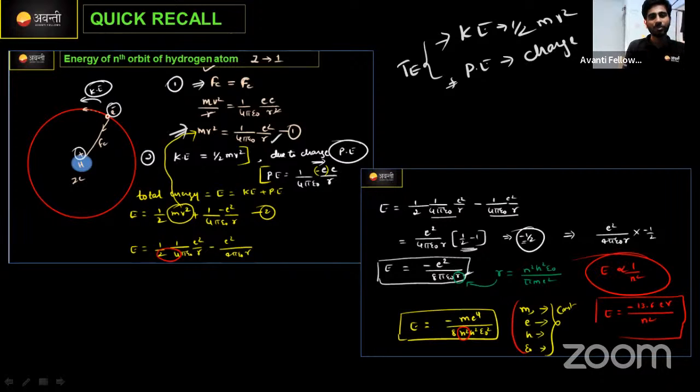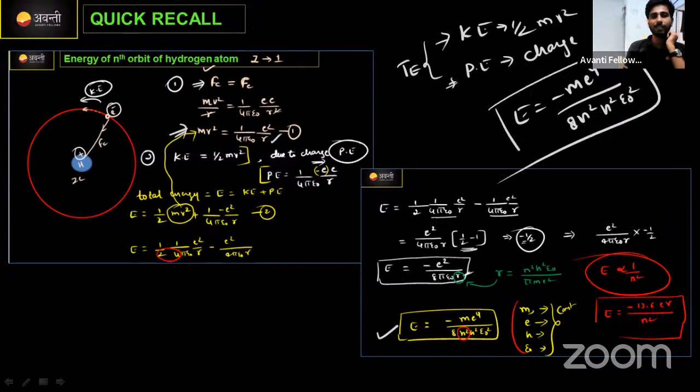Right now, we substitute the values and we finally got the equation for energy. E is equal to minus m e to the power of 4 divided by 8 n square h square epsilon naught square. Correct? This is the equation we got. Apart from n square, all are constant. If you substitute all the values, the energy of the nth orbit will be equal to minus 13.6 electron volt divided by n square atom.